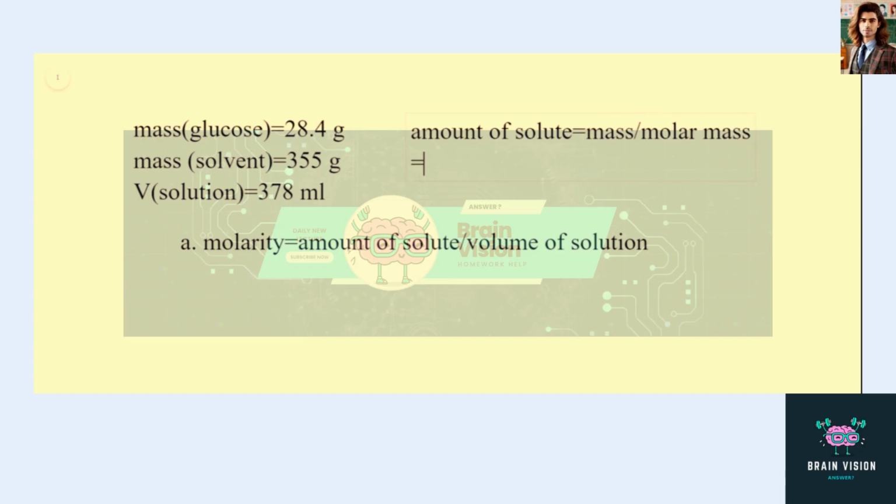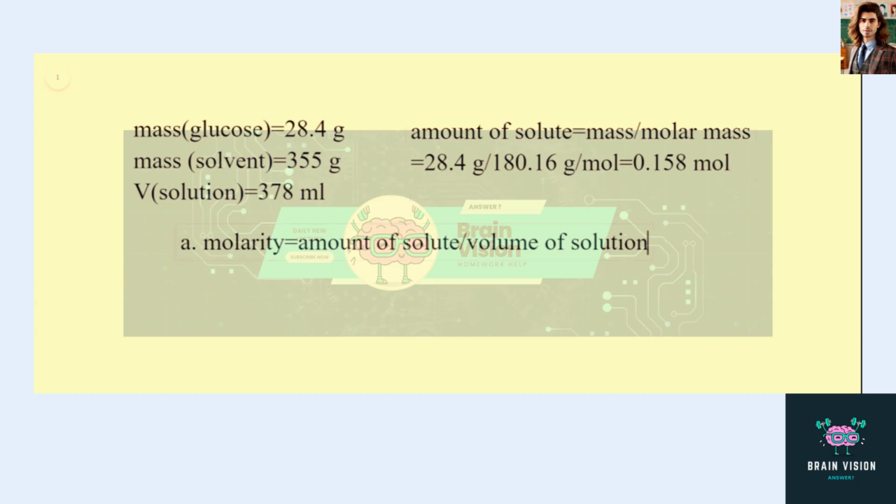So in this case, it will be 28.4 grams divided by 180.16, which is the molar mass of glucose, grams per mole. Okay, and this results in 0.158 mole amount of solute.